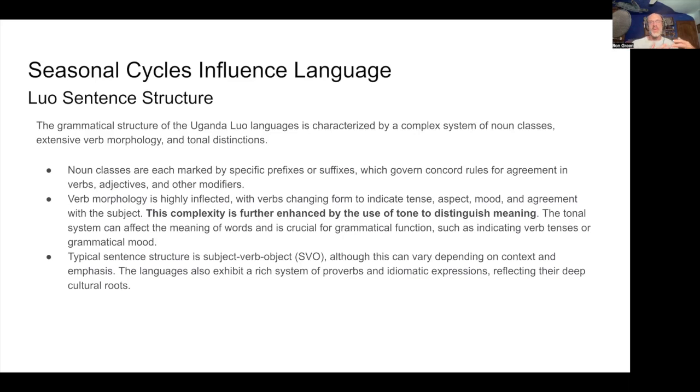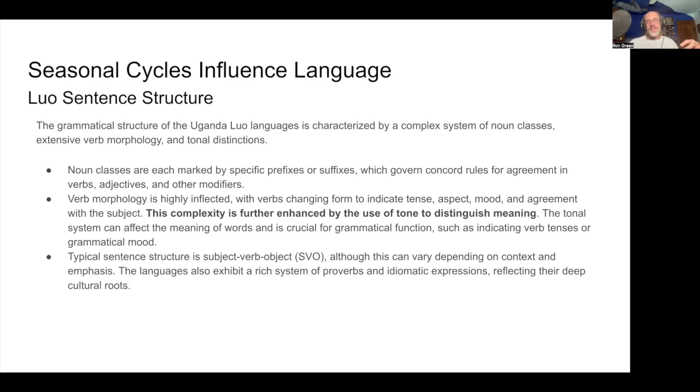So this exists also in Luo, but again, the complexity of the meaning is further enhanced by the use of tone to distinguish meaning. And that is a very big diversion from what's true in English. One of the things that we'll be talking about is how do you, in the written form of Luo, distinguish the differences of use of tone, or is there a way to do that? I will be interested to find out.